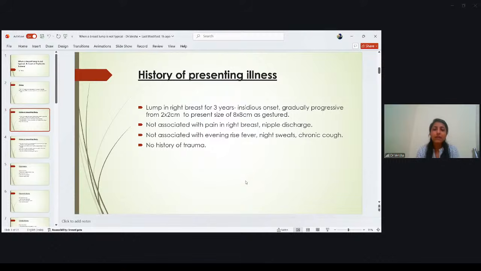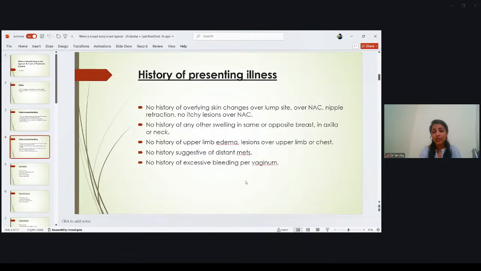History of presenting illness. The patient was apparently well 3 years back when she noticed a lump in her right breast while bathing. Initially it was 2 into 2 centimeters in size, which gradually progressed to 4 into 4 centimeters over a period of 2.5 years. Then suddenly it increased to 8 into 8 centimeters, as gestured by the patient, in the last 3 months. The lump was not associated with pain in her right breast or nipple discharge, evening rise fever, night sweats, or chronic cough, and there was no history of trauma as well.